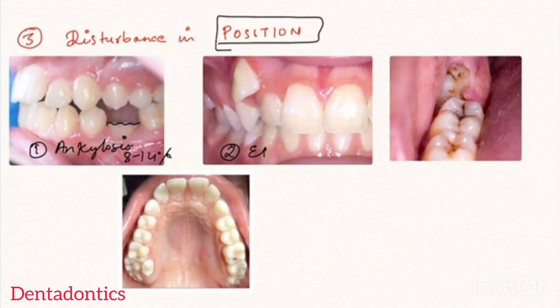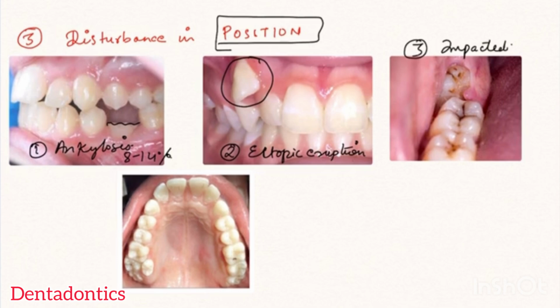And second is ectopic eruption. As you can see here, the canine is not erupted in its actual position and it is erupted buccally, and there will be delayed eruption, and in future orthodontic treatment will be needed.